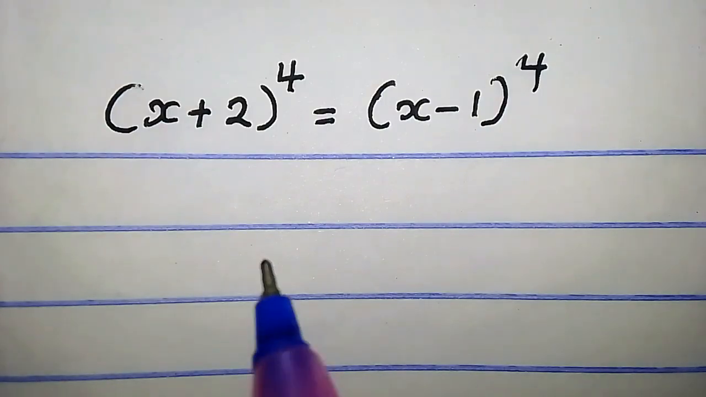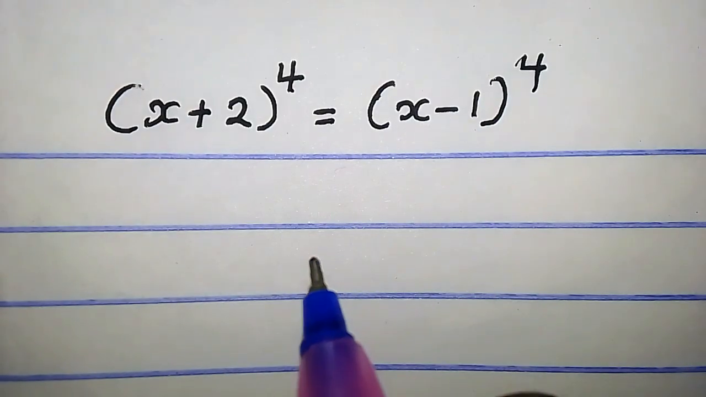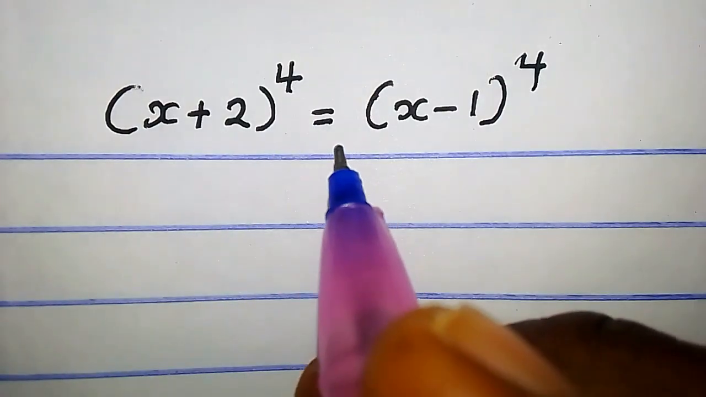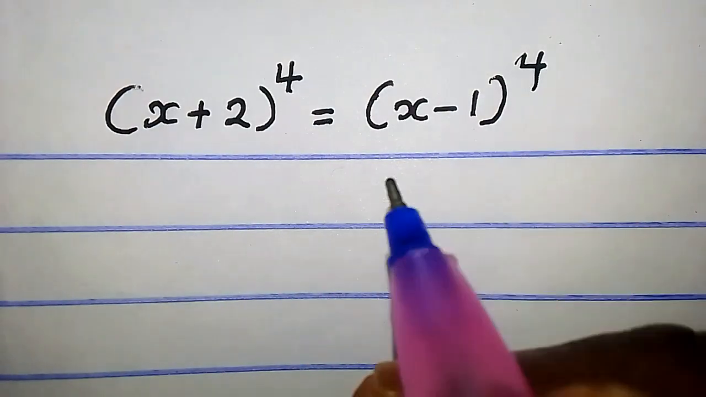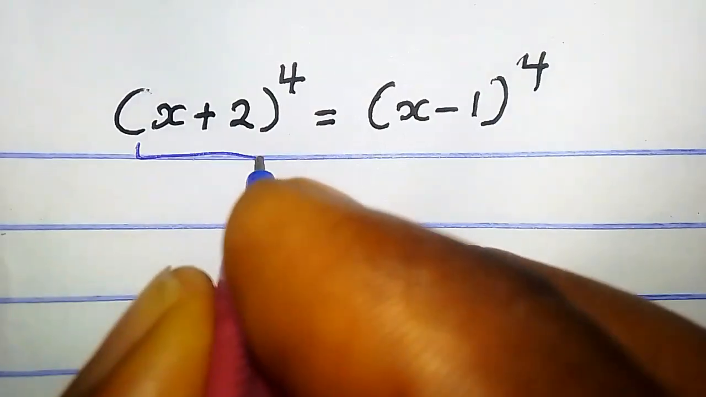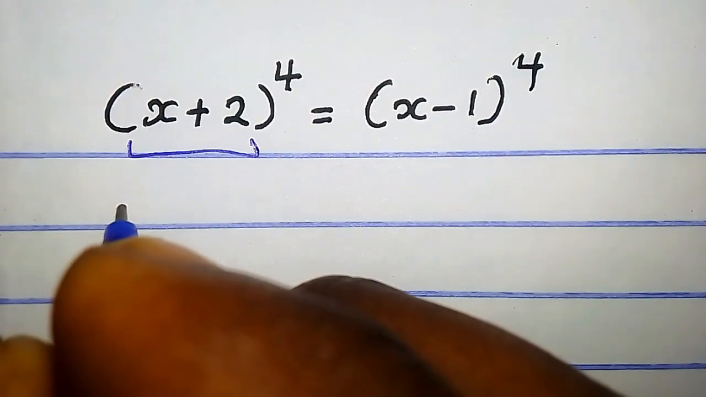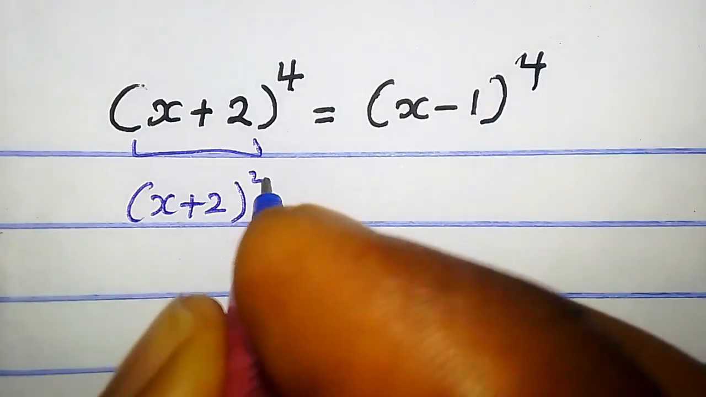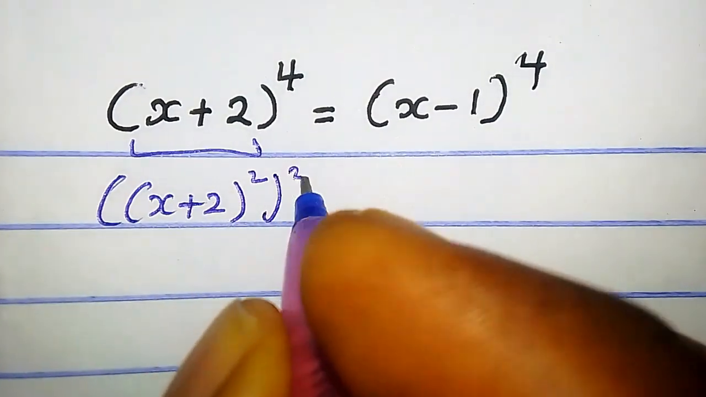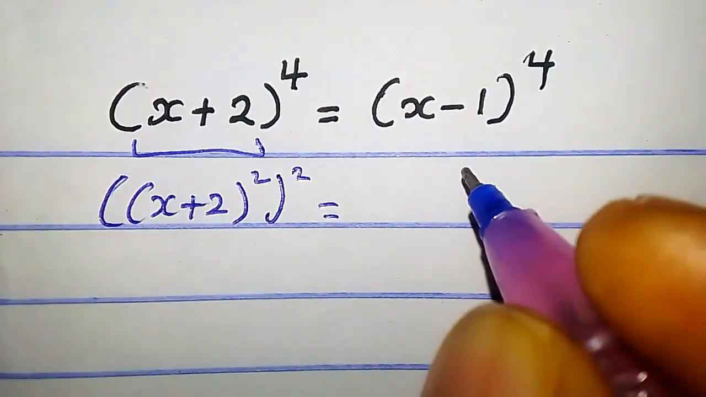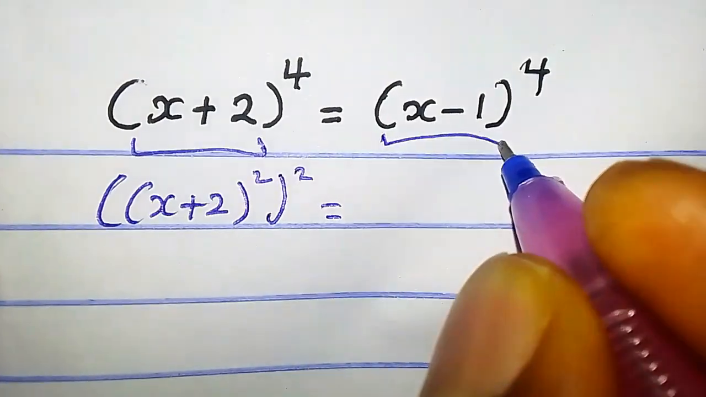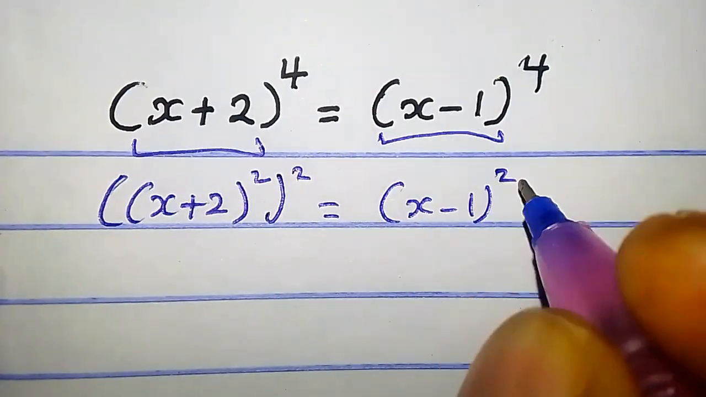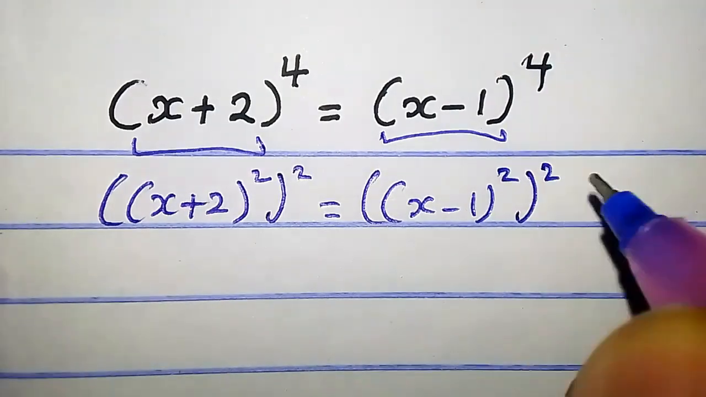Hi guys, how do we solve this algebra problem? (x + 2)^4 equals (x - 1)^4. The left hand side could be written as ((x + 2)^2)^2. Similarly, the right hand side could be written as ((x - 1)^2)^2.